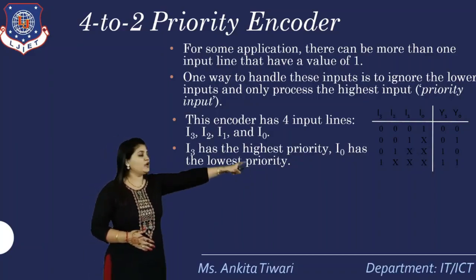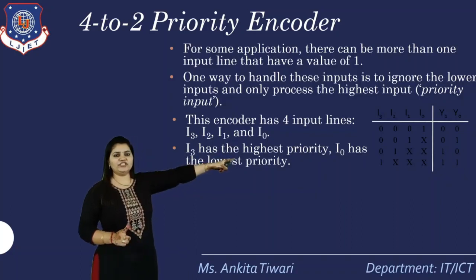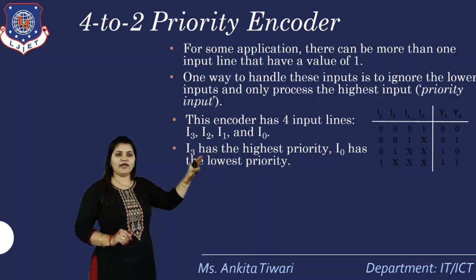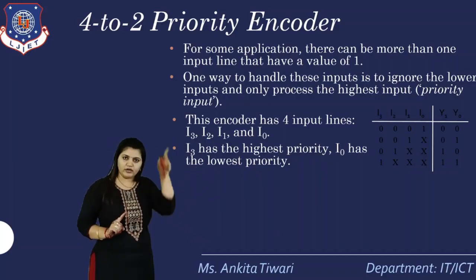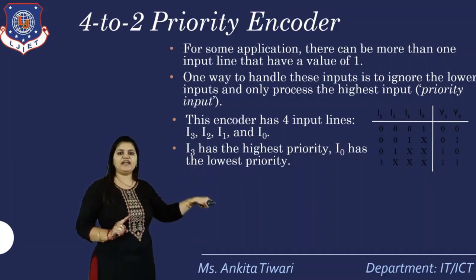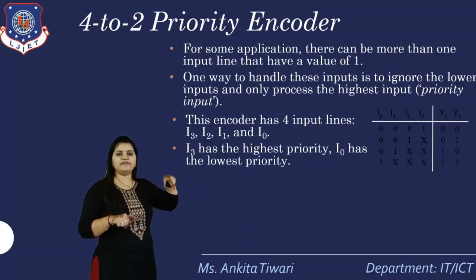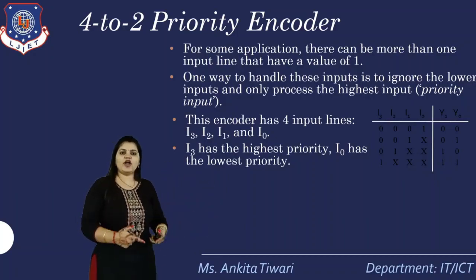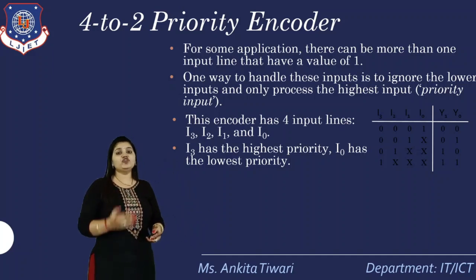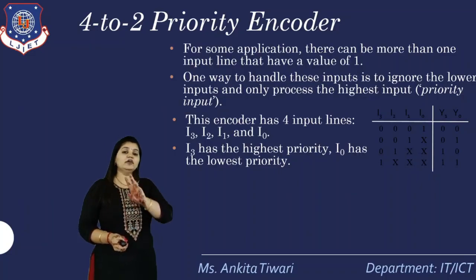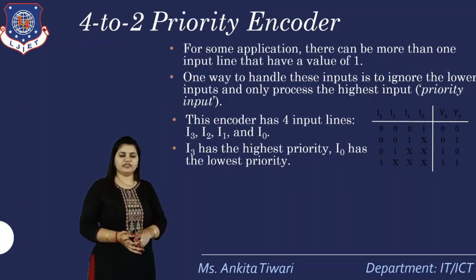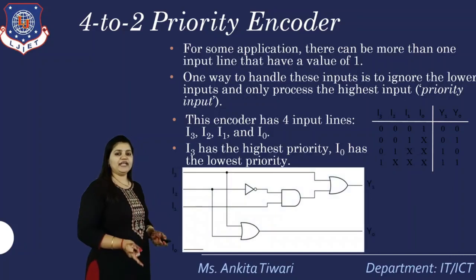As you can see, for the first position I0 is 1, so there is no problem. But in the second position, going from the higher order bit, where position 1 is 1 and position 0 is lower, we'll ignore it and put a cross. The same thing is applied for the third and fourth bit positions. So this is the encoder with respect to priority. Priority is given to the highest order, and the lowest order bit is ignored. This is what a priority encoder is.